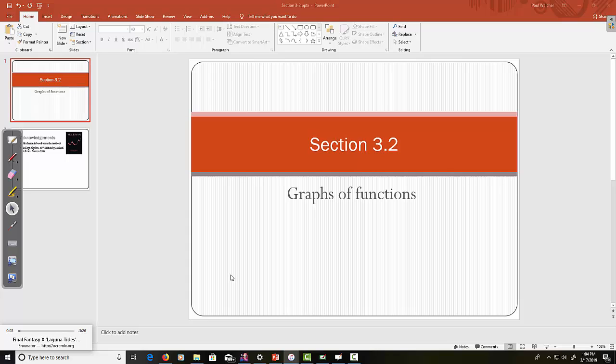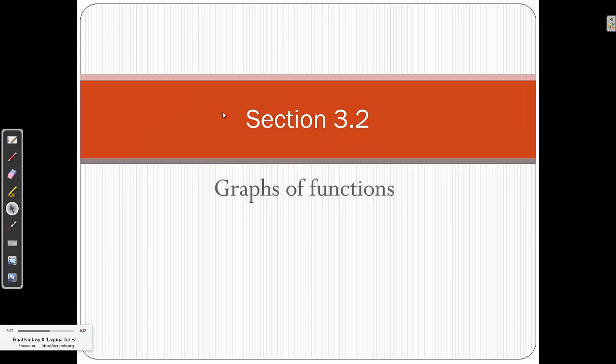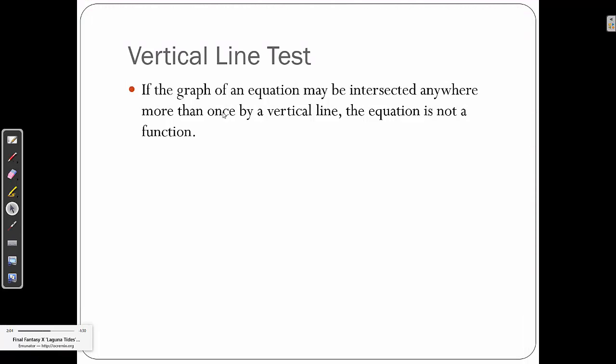In this video, we're going to talk about graphs of functions. It's actually going to be a pretty short video. We're not actually going to do much theory. We're just really going to look at some examples. The only bit of theory we're going to look at is this vertical line test. This is a very simple graphical test for determining whether an equation represents a function or not.